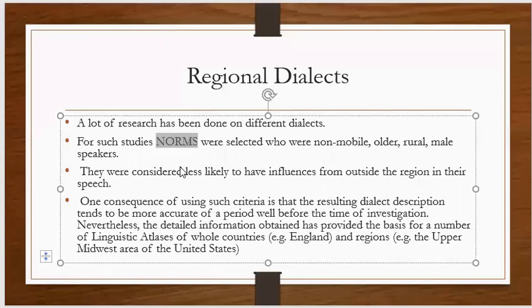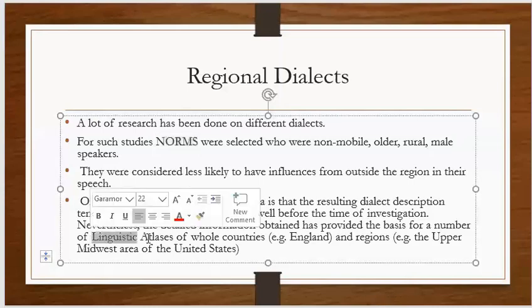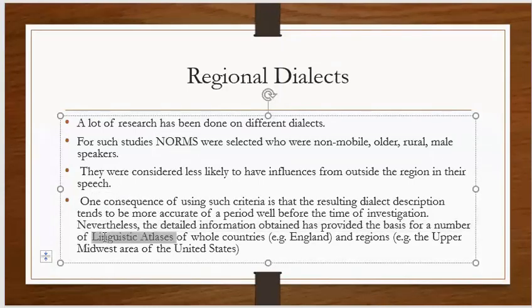With the passage of time, the dialect would keep on having some influence from other dialects of the same language or from other languages. So that research is not for the future. Rather, it is for the time when the research was being conducted. Nevertheless, the detailed information obtained has provided the basis of a number of linguistic atlases of whole countries and regions, right? Such research gives us information which helps us form linguistic maps of countries or regions.